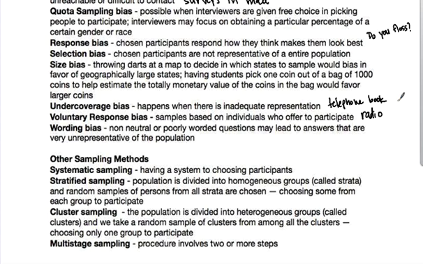Wording bias. We've seen wording bias today whenever you were looking at the question that asked people, are they intelligent enough to eat breakfast? Wording bias is basically when you have non-neutral or poorly worded questions which may lead to answers that are very unrepresentative of the population.